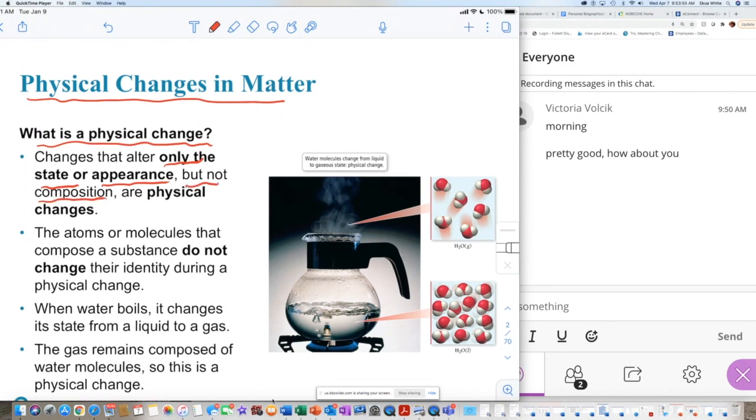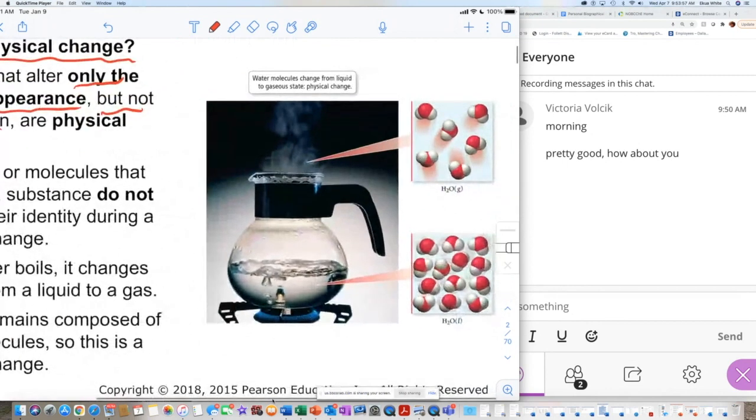The example they have given us here, by the way, notice that we have two levels of observation in this image. You have the macro level, and the macro level is usually what you will see in the lab, and then you have the particulate level. The particulate level is the level right here where they're showing you molecules, right? The fundamental level, the building block level. So macro is what we see with our eyes. Particulate is what theoretically explains what we're seeing with our eyes.